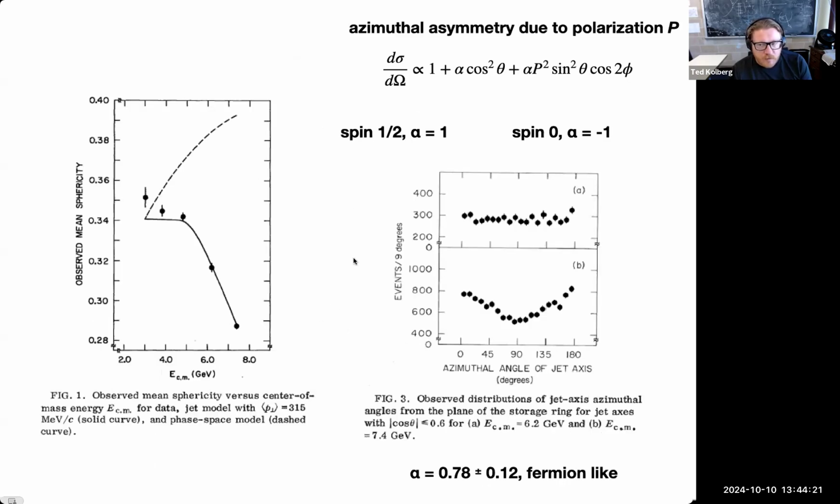On the left here, figure 1 from the paper expressing evidence for jets at SPEAR. You see the prediction for the jet model of decreasing sphericity as the center of mass energy increases, the solid line here. And then the points with error bars are the observation. Clearly, there is a downward trend in the sphericity as the center of mass energy increases, just as the jet model would predict.